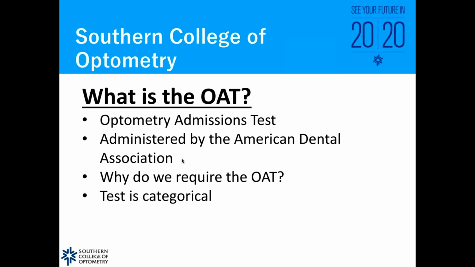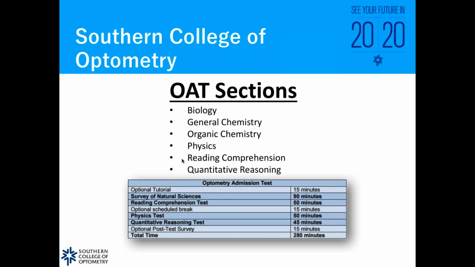The test is also categorical. And what do I mean by that? It's broken down into sections. And as you can see on the OAT, there's going to be a section covering biology, general chemistry, organic chemistry, physics, reading comprehension, and quantitative reasoning. And the test is graded out of 400. So from 0 to 400 on each section, and then all of those will be averaged together, and we're going to take an academic average.